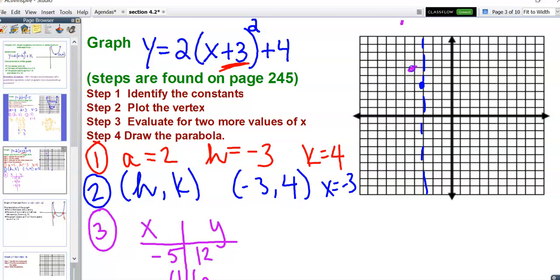So with the point -4, 6, I count 1 space over to get to the axis of symmetry. So I can count 1 more space to the right. We have to count 2 spaces away, so we count another 2 spaces away from the axis of symmetry.